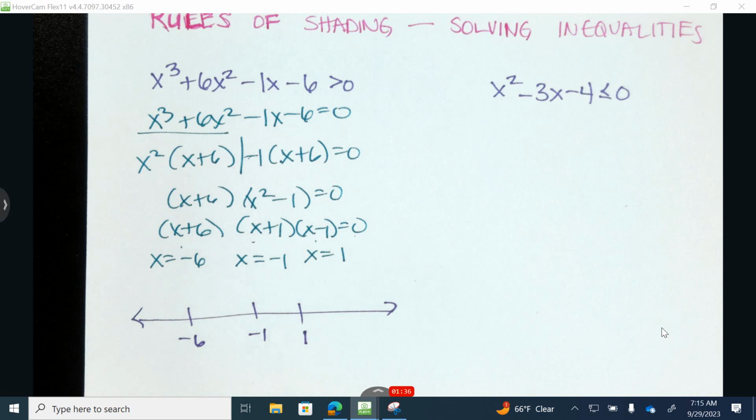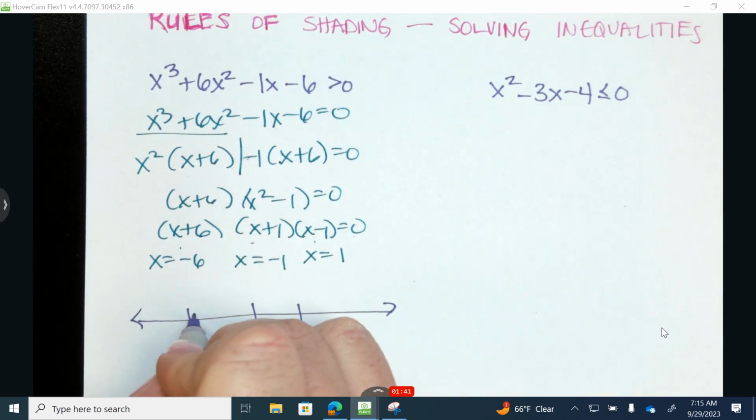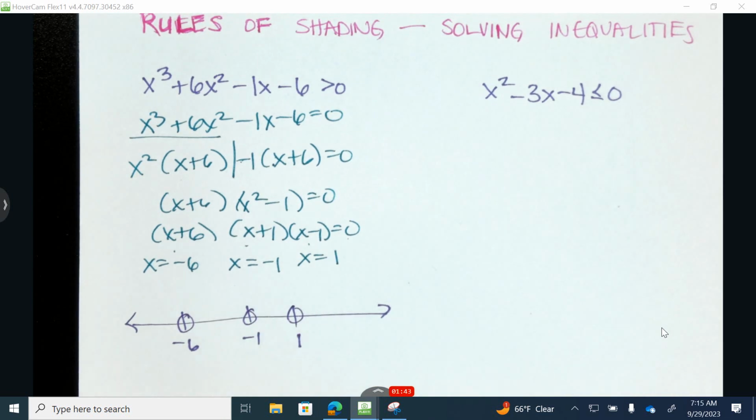Now I have to go back and analyze this statement. Because I see a greater than, with no line underneath, each one of these hashtags will have an open circle.